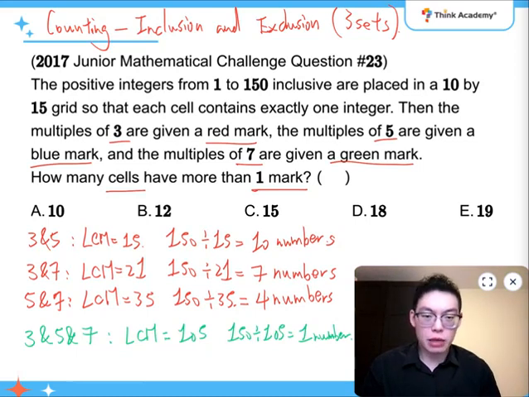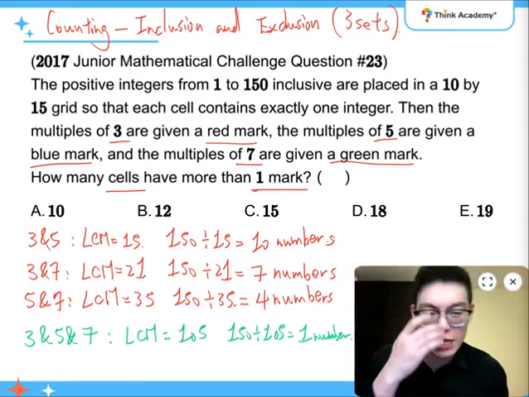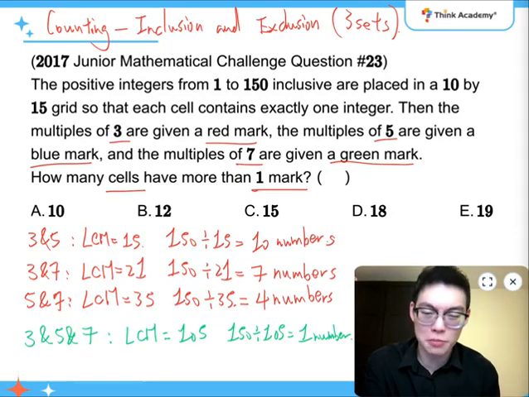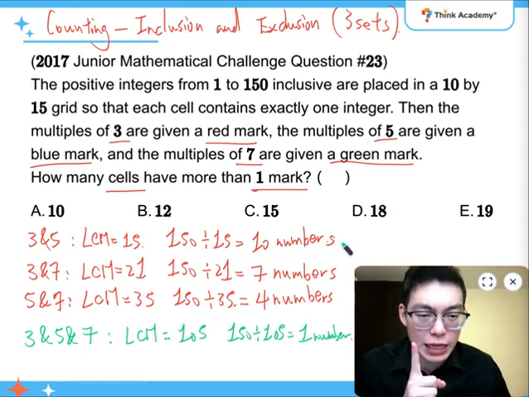So do I just add them up simply? No. Well, the first reason is because I don't have such an answer, right? If I'm adding them all up. And the second reason is because 105 has been counted in all of the 3 lists already.